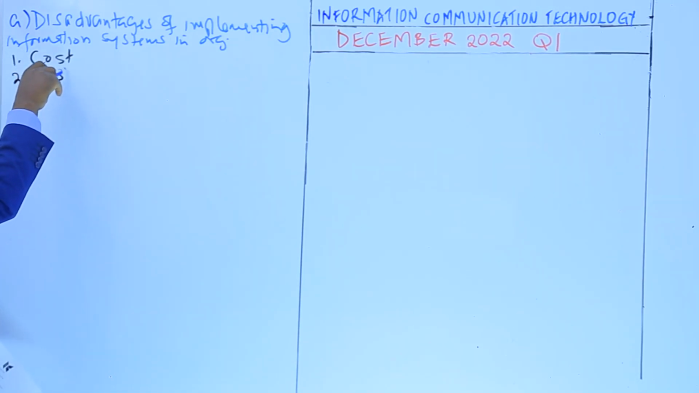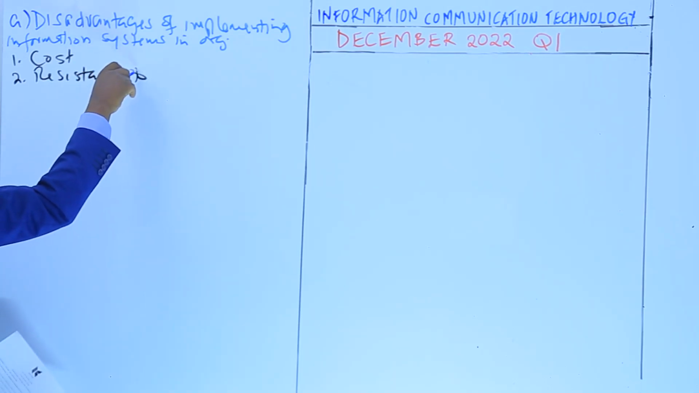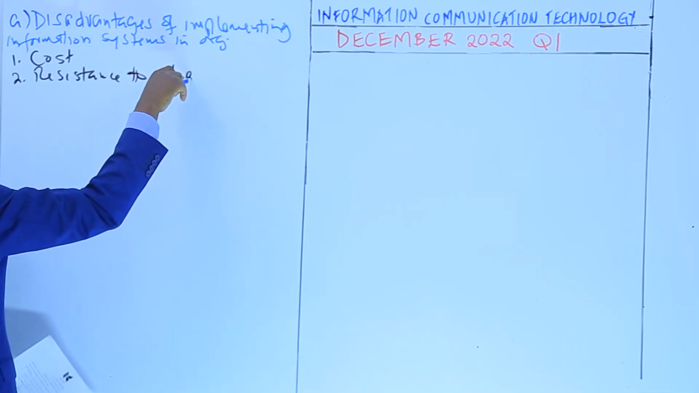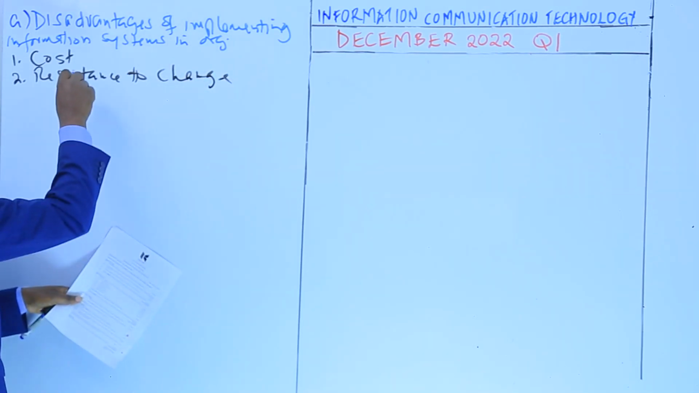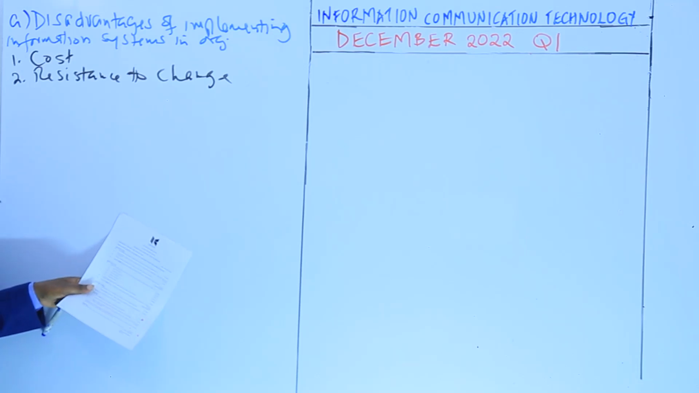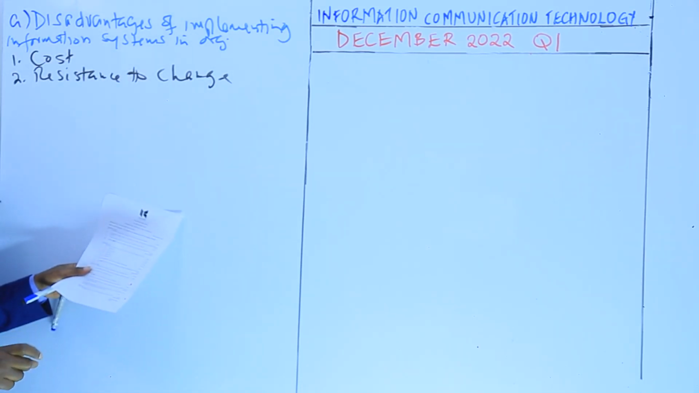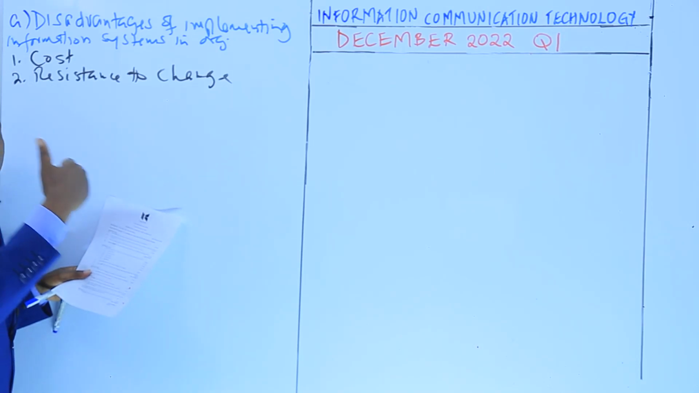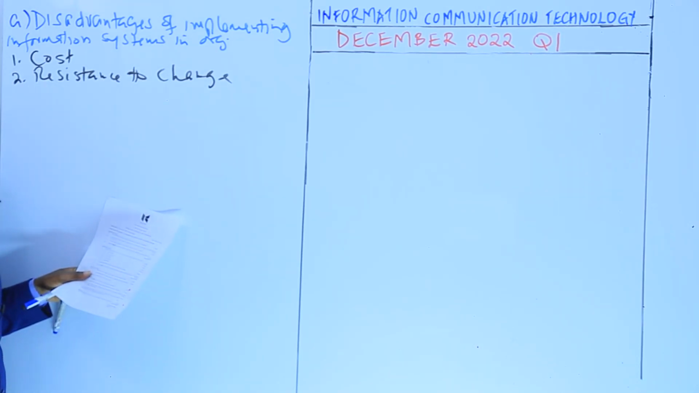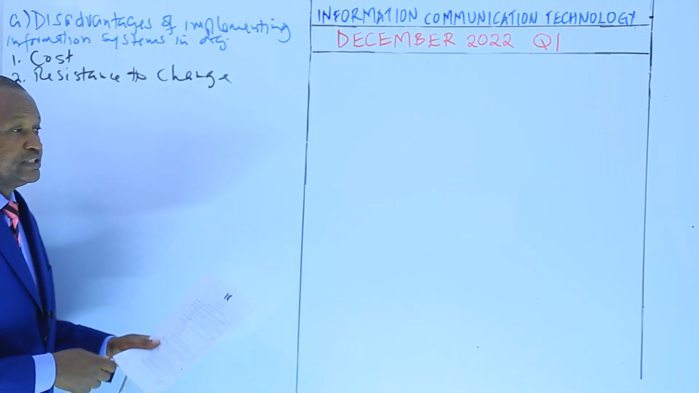2, resistance to change. Implementing information systems often requires changes in business processes and workflows. So employees may resist such changes, fearing job loss or even increased workloads. So resistance to change can slow down the implementation process and may even hinder the adoption and utilization of the new information system.